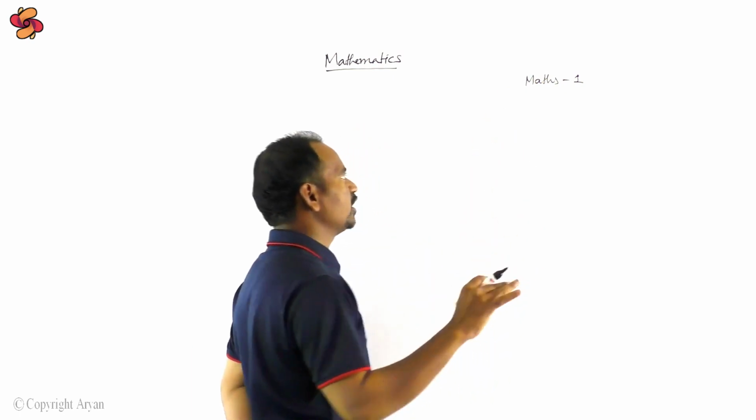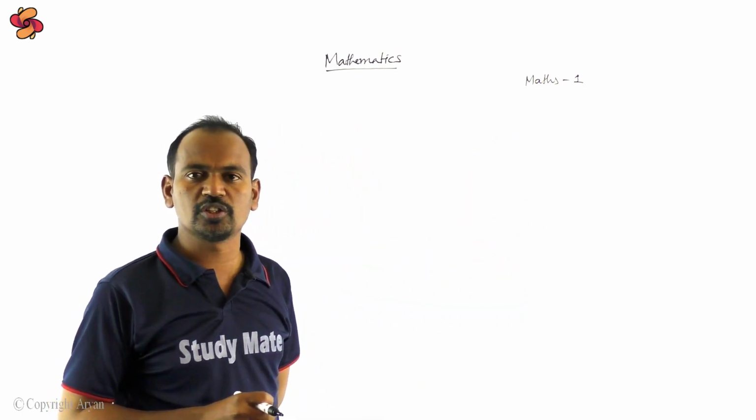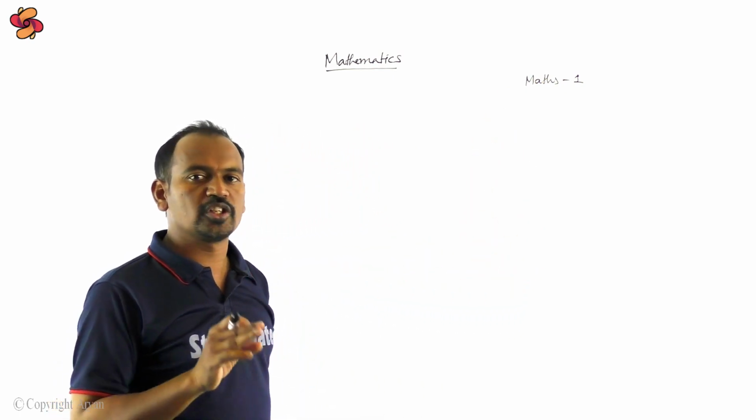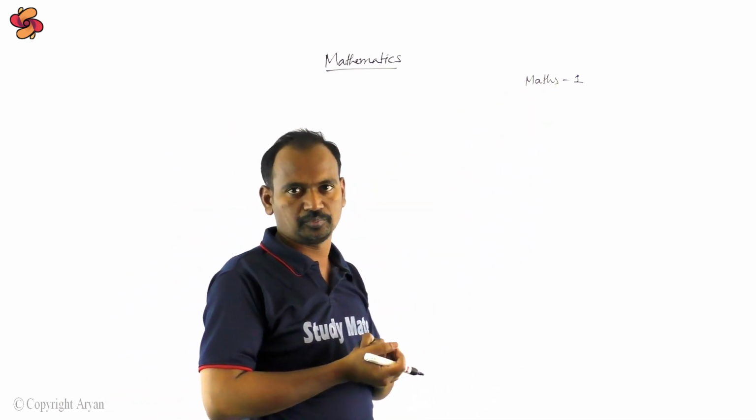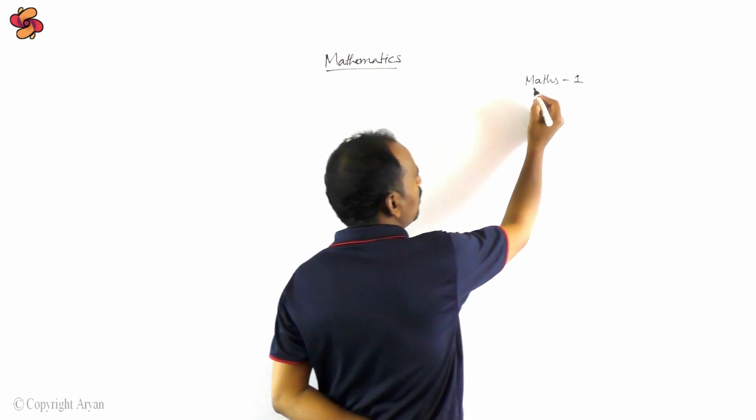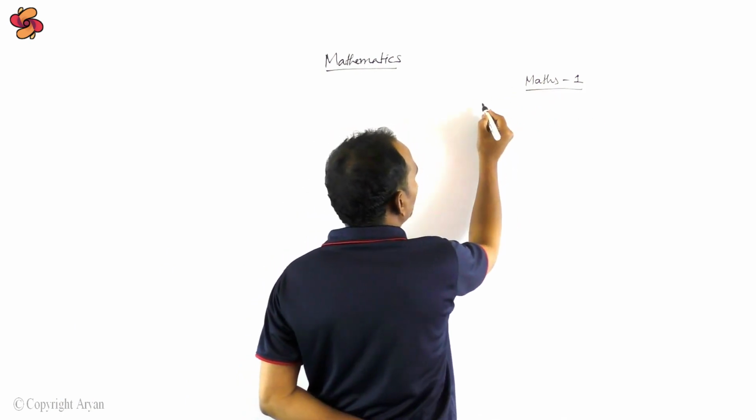Actually, we have 14 chapters. Out of 14 chapters, 7 chapters will come under Maths 1. Now, let us discuss these chapters. So, the very first chapter.